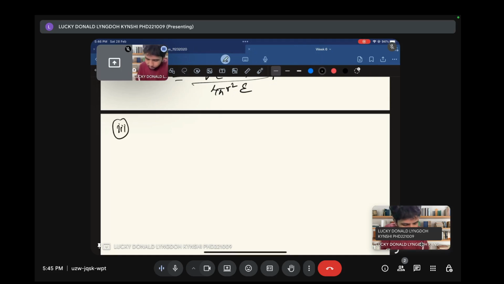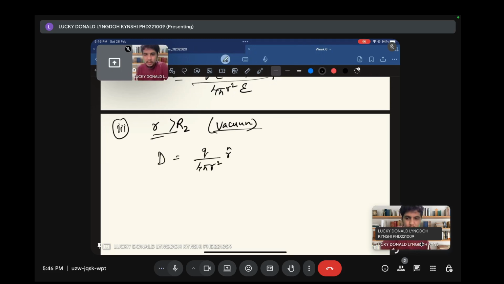Now if we go to region 3, what happens? In region 3, again r is greater than r2. That means it's outside, so outside you can consider it as a vacuum again. If you consider it as a vacuum, D is the same thing, Q by 4 pi r square into r cap. Then the electric field is D by epsilon naught, which is Q divided by 4 pi epsilon naught r square into r cap.